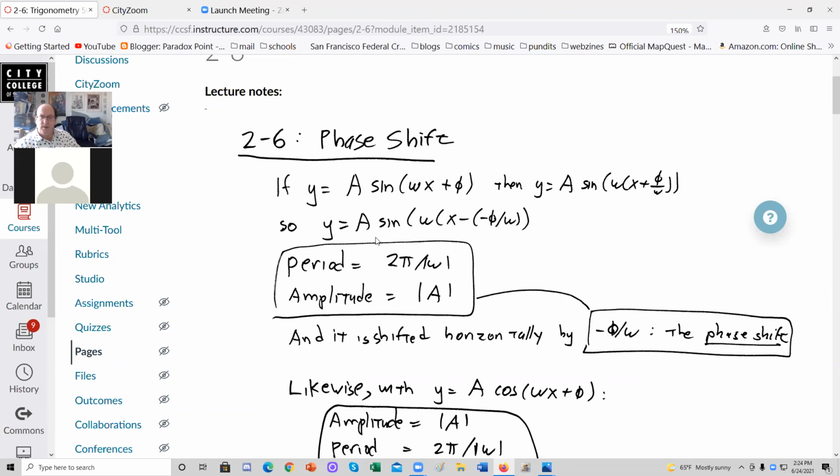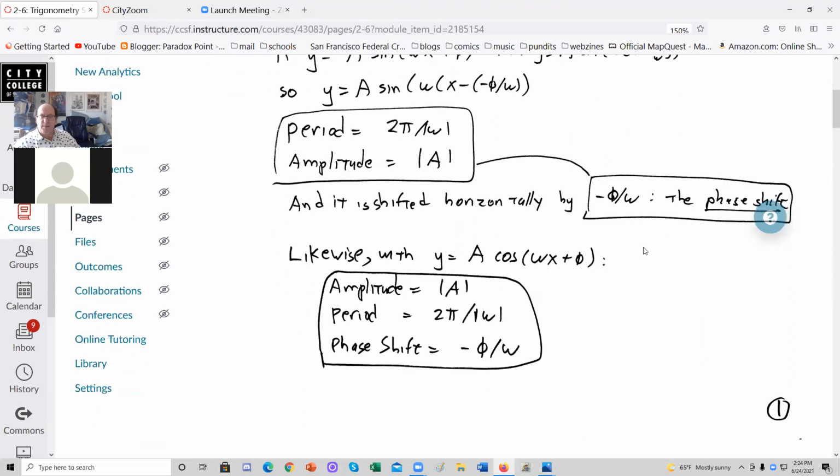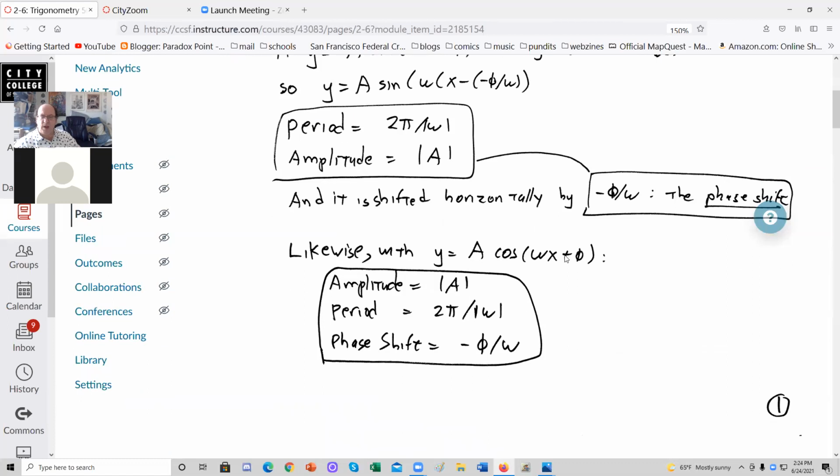The amplitude will be a. The period will be 2 pi over this omega. And this shifts the phase. Namely, everything happens minus phi over omega later. So it's a horizontal shift. And a similar thing with y equals a cosine of omega x plus phi. Same stuff. Amplitude is absolute value of a, period is 2 pi over absolute value of omega, and the phase shift is negative phi over omega.